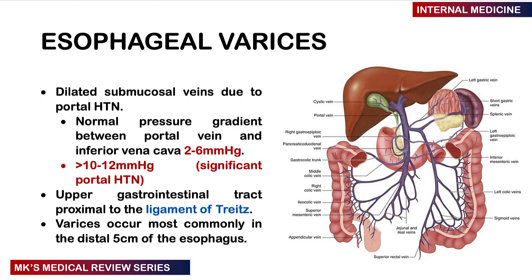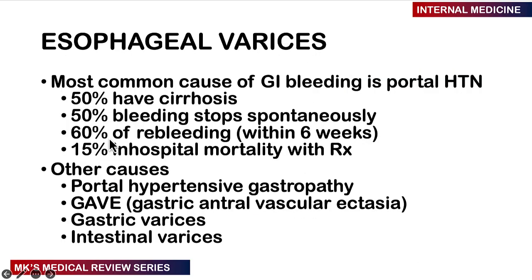And remember that most of these varices are going to be occurring in the distal 5 centimeters of the esophagus. Most of these varices are going to be due to portal hypertension, a large majority of them. 50% of them will actually have cirrhosis. 50% of the patients that develop bleeding esophageal varices will spontaneously stop, and 60% of them will have a risk of rebleeding within 6 weeks. So 15% in-hospital mortality with treatment. It's a bit much higher if they don't get treatment.